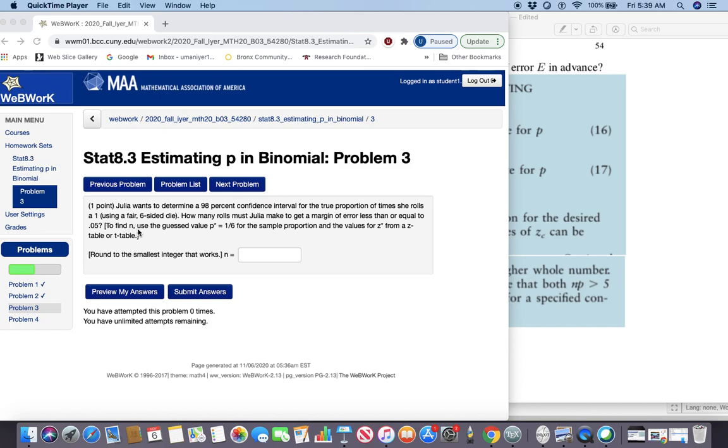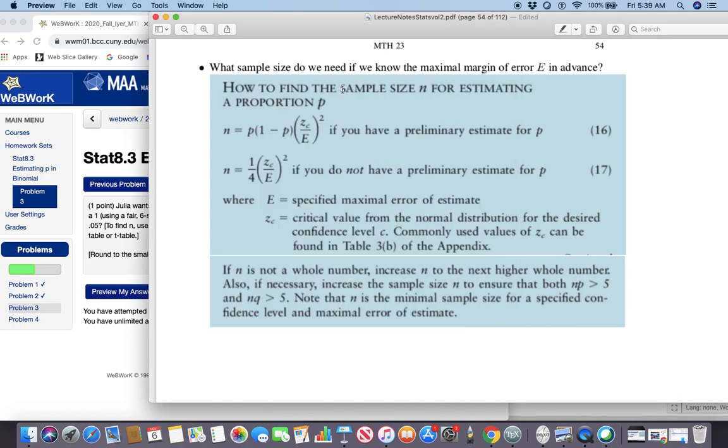To find n, use the guessed value p star 1 over 6 for the sample proportion and the values for z star from a z table or a t table. Round to the smallest integer that works. Okay, so here you want to estimate n. All right, so how do you find sample size n?